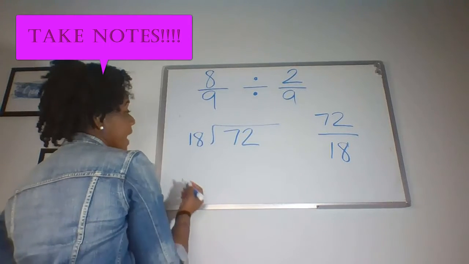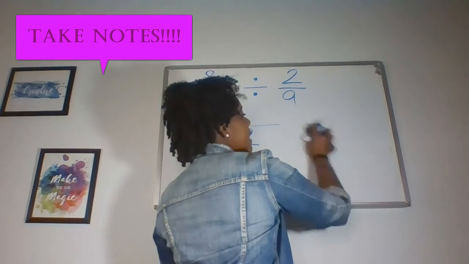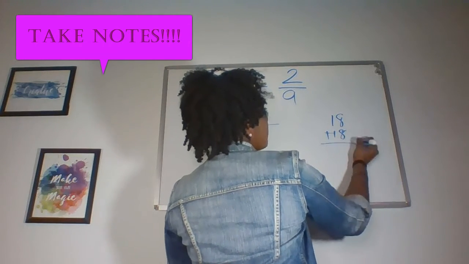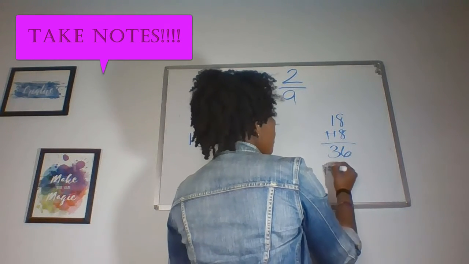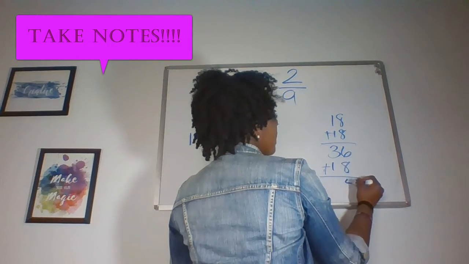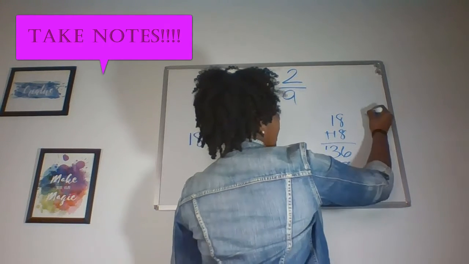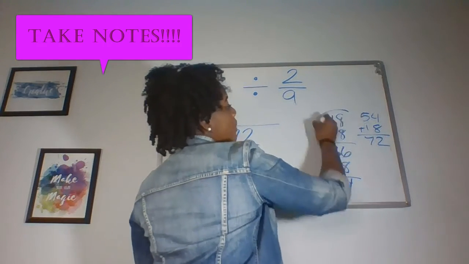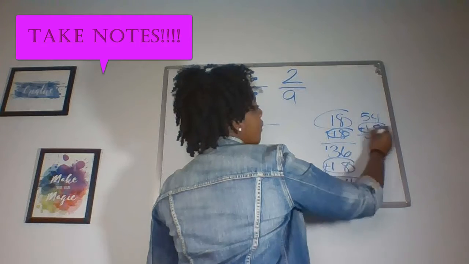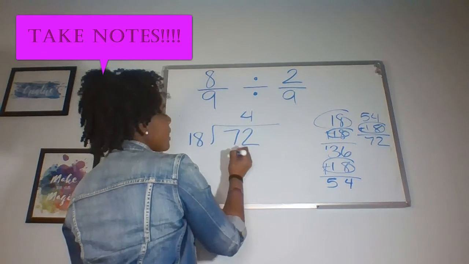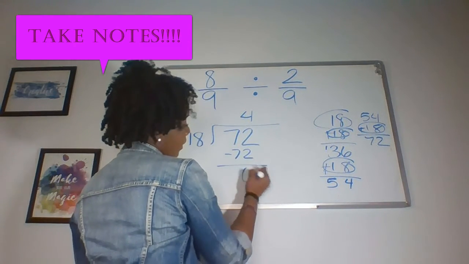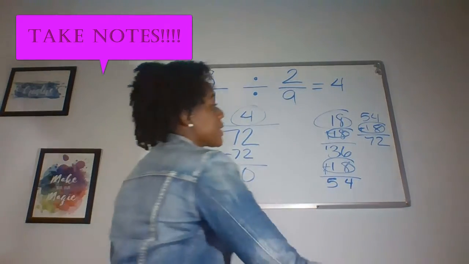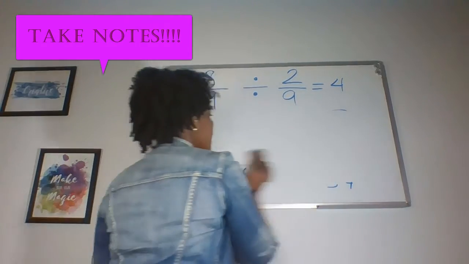All right, so we can do this. I can say 18 plus 18 plus 18 in order to keep going and checking. So 18 plus 18 gives us 36. Plus another 18, that gives us 54. And then 54 plus 18 gives us 72. So that's 1, 2, 3, 4. 18 times 4 gives us 72. So then our answer is 4. All right? Now we're going to look at another example.